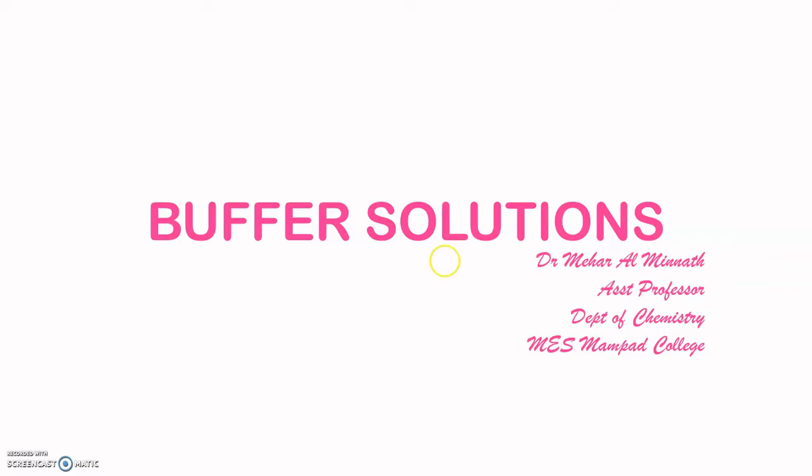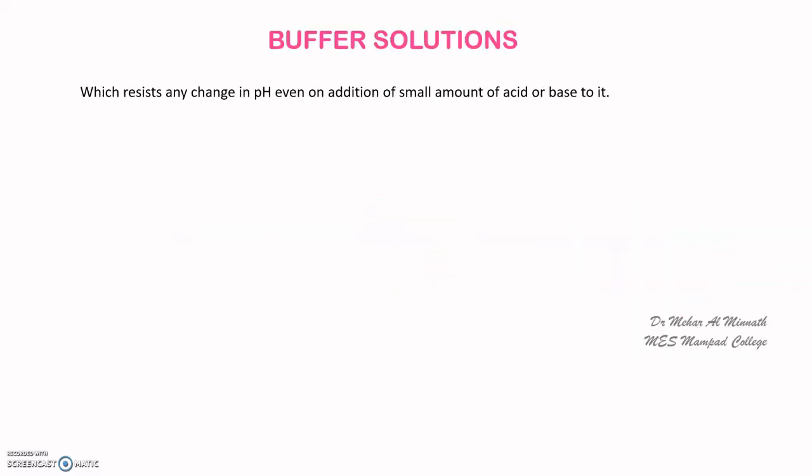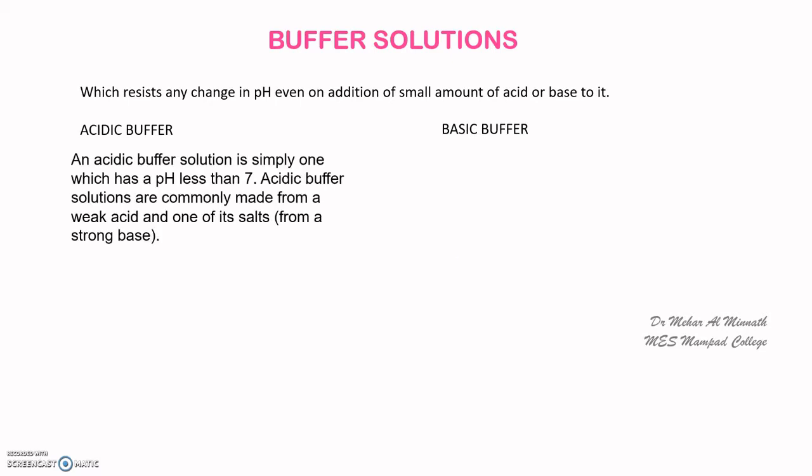Buffer solutions are those solutions whose pH does not change even on addition of a small amount of acid or base, or rather we can say it resists any change in pH when some amount of acid or base is added to it. Now we have two types of buffer solutions basically, that is acidic buffer and basic buffer. Now, an acidic buffer is a buffer solution which has a pH less than 7.